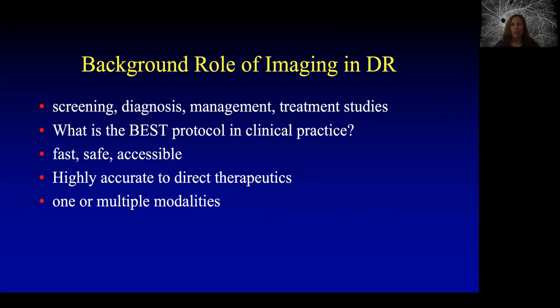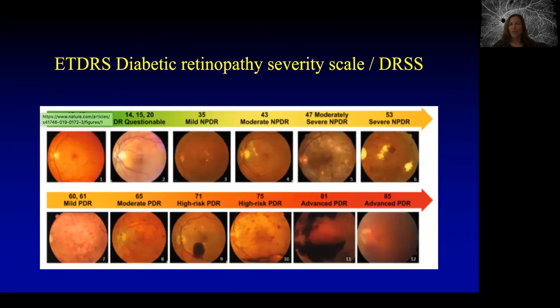Imaging plays a key role in diabetic retinopathy with regards to screening, diagnosis, management, and clinical studies. But I often ask myself, what is the best protocol in my clinical practice? Ideally, this is something fast, safe, accessible, and highly accurate to direct my therapeutic regimens, and this may need one or multiple modalities. This is demonstrating the diabetic retinopathy severity scale, which shows the stepwise progression of diabetic retinopathy.